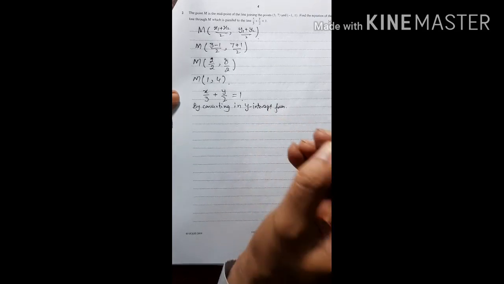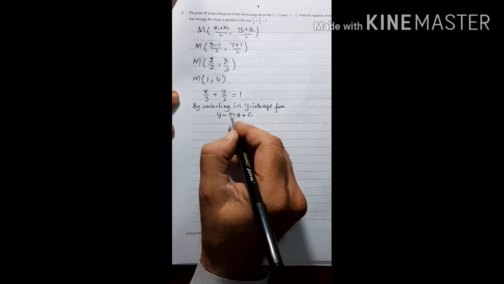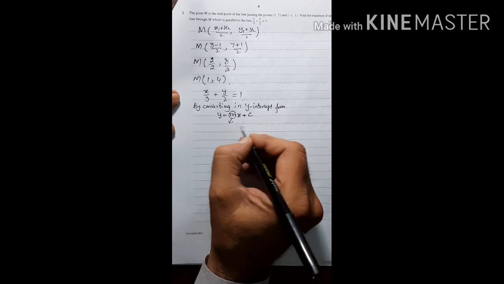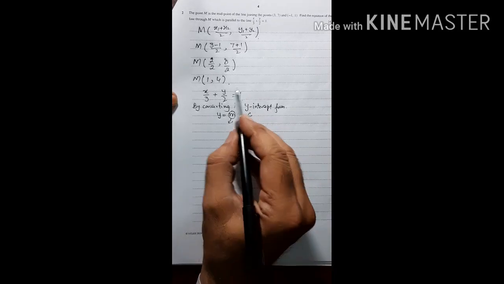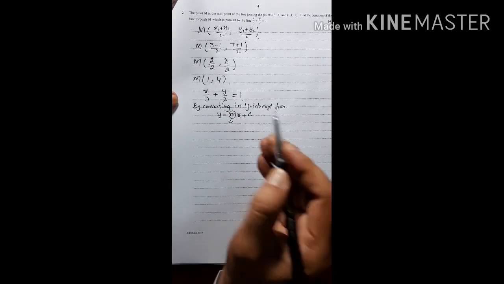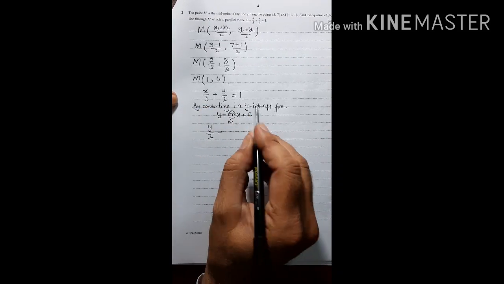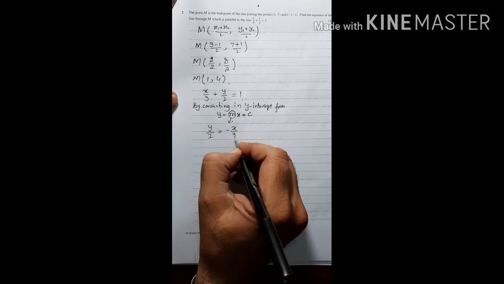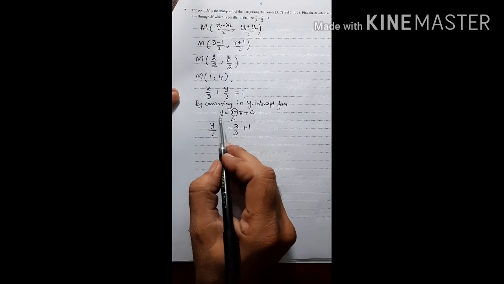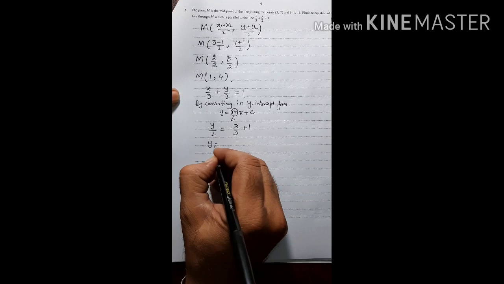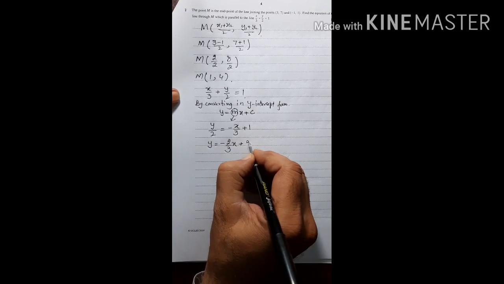I hope everyone knows what is y-intercept form, which is y is equal to mx plus c. So this m is your gradient, which will be the coefficient of x. So we'll convert this whole equation in this form. So this will become y over 2 is equal to, take x term on the other side, minus x over 3 plus 1. So take 2 to the other side as well, because we need only y on the left side. So y is equal to, this will become minus 2 by 3x plus 2.